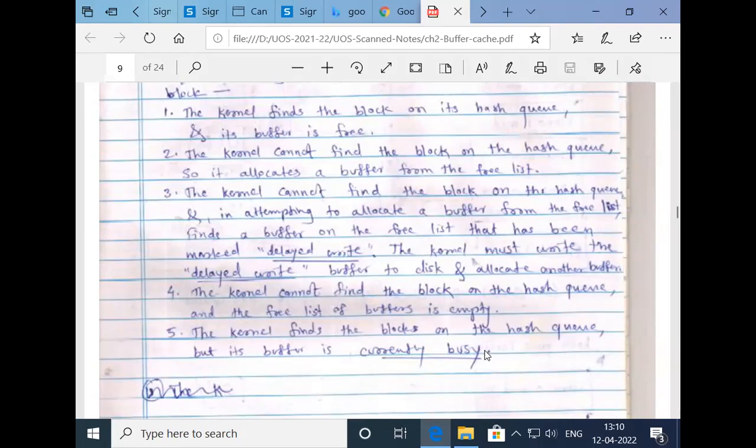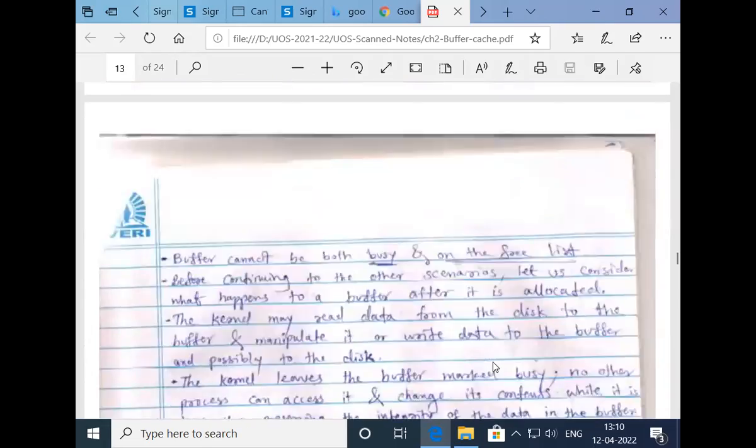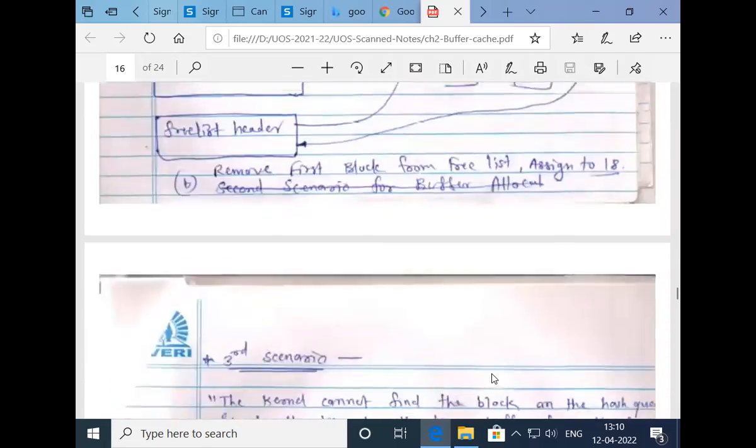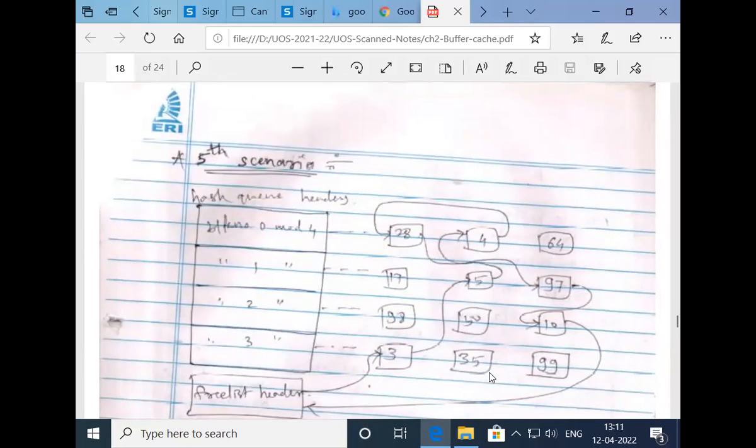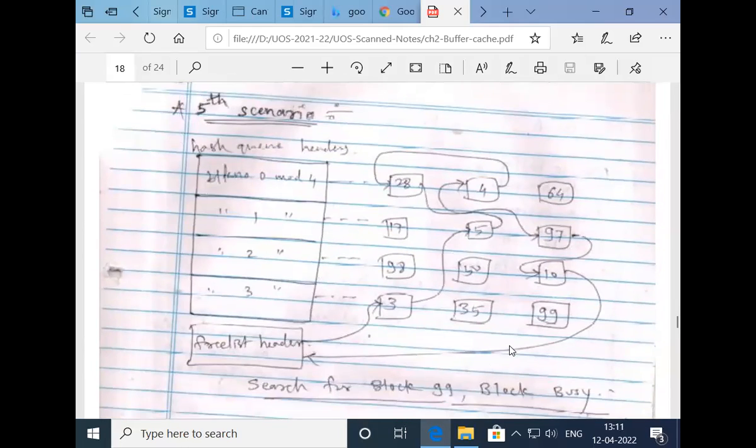Okay, and the same situation we are trying to explore with the help of this diagram. That is the first diagram in case of fifth scenario. This is the diagram. Okay, so this is the first diagram under fifth scenario. If you look, so we have written the name of this diagram as a search for block 99. आपल्याला block 99 search करायचं आहे. 99 आहे, चौथ्या हॅश क्यू वर आहे, पण तो फ्री लिस्ट मध्ये नाही आहे, तो हॅश क्यू वर आहे. म्हणजे काय दाखवतो तो? It is there on the hash queue but its buffer is busy.